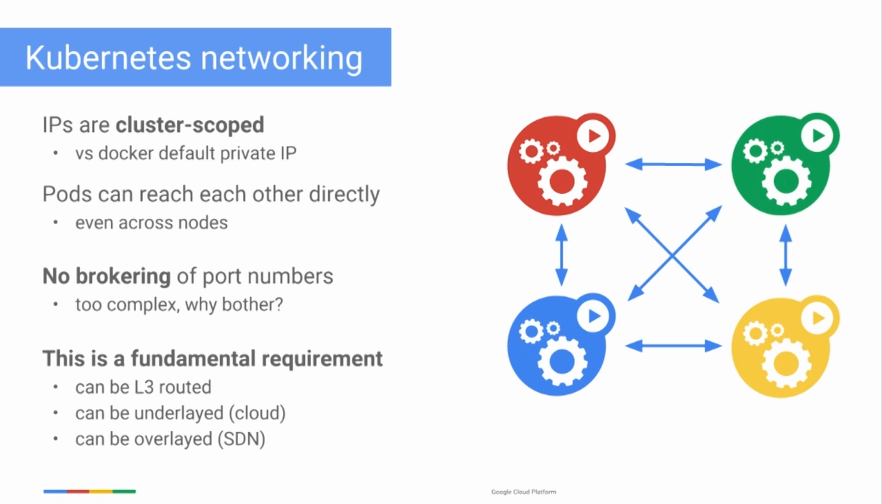This means no brokering of port numbers. We don't have an allocated map of which ports you're allowed to use. We don't have to try to enforce that. We don't have to tell your application that I know you're Apache, but you can't run on port 80 because you have to run on port 31622.